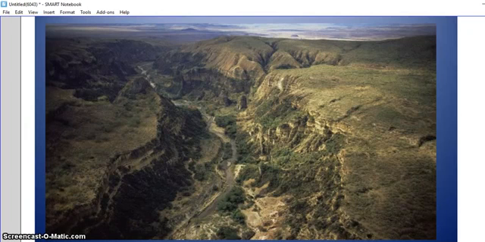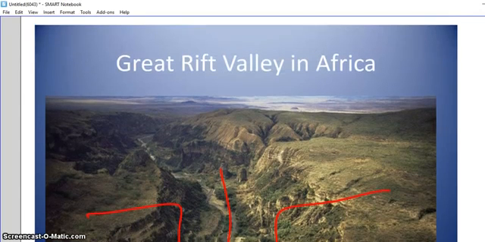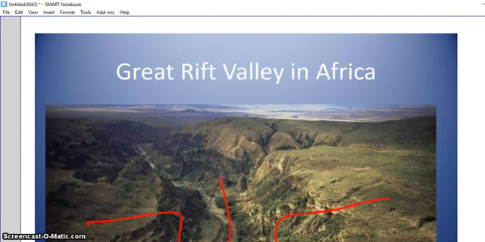So here we go. You see it? That is our beautiful divergent boundary. Where is this, Miss LaRue? Actually, it is located in Africa. The Great Rift Valley is in the northeast section of Africa. It's actually located next to Egypt.